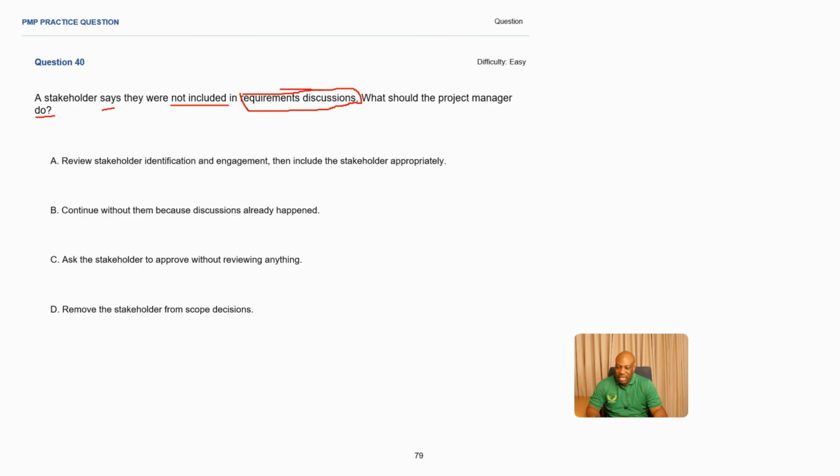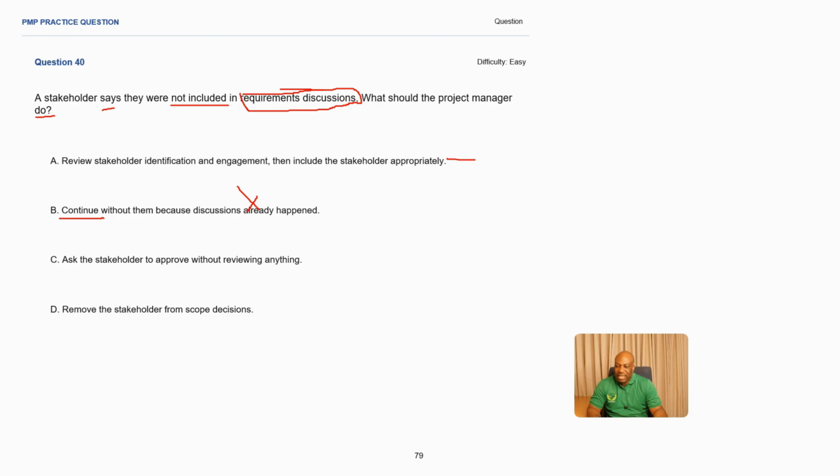Review stakeholder identification and engagement, then include the stakeholder appropriately. So this makes sense. We leave it like this. Continue without them because discussions have already happened. This is not the best mindset to include. If a stakeholder is complaining that they were not included, then you need to put effort to understand their communication needs, their engagement needs, so that you can aid them and communicate with them in future discussions. So making this an incorrect answer.